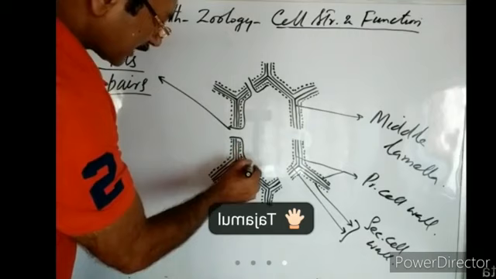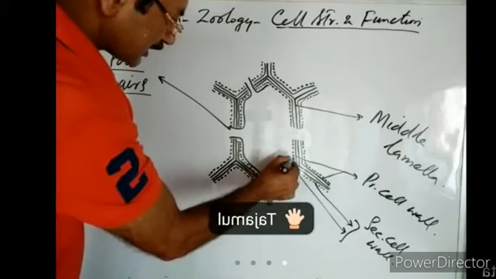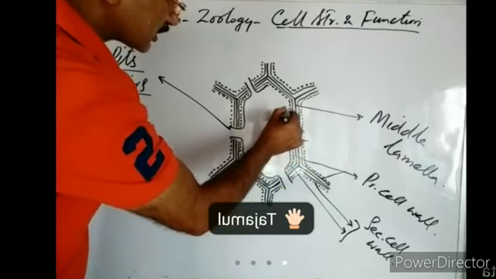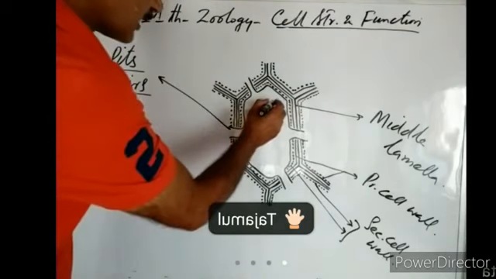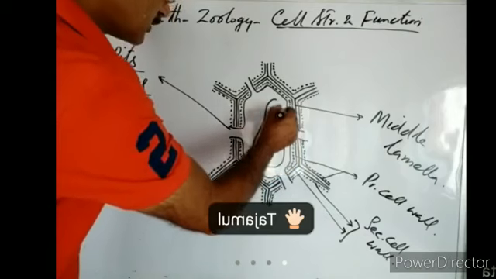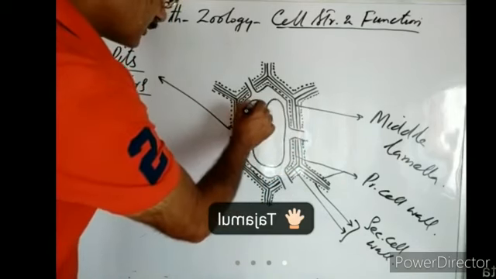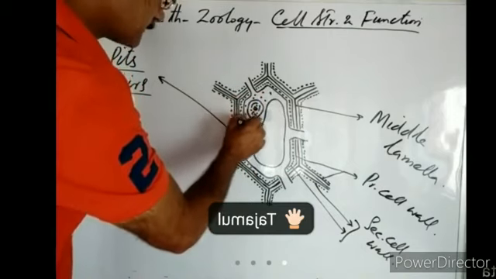This is the plasma membrane of one cell. This plasma membrane is continuous with the plasma membrane of a neighboring cell through these pits. Inside the plasma membrane, there is a large central vacuole. There is a nucleus. In the nucleus, there are chromosomes. This is the cytoplasm.